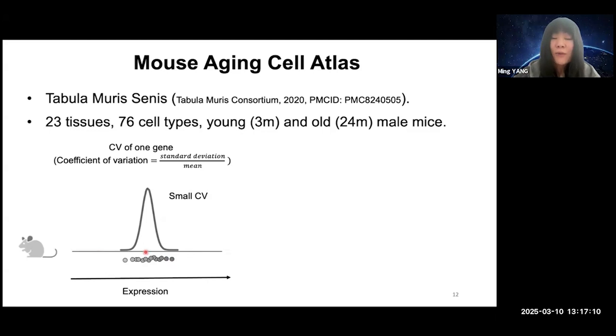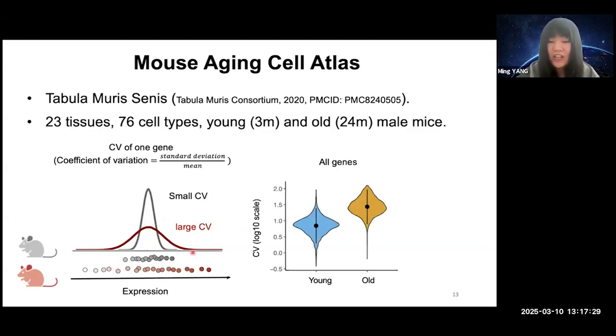Similarly, if we look at one gene, we can calculate this CV for this cell type in a young individual. And when we look at the older individual, we can calculate the respective CV for this older individual. So for every gene, we have two values: CV at young age and CV at old age.